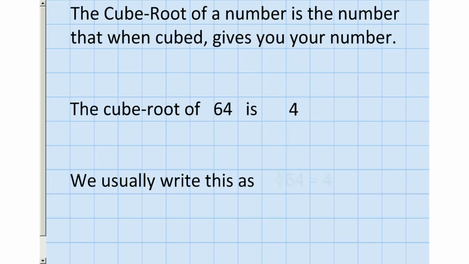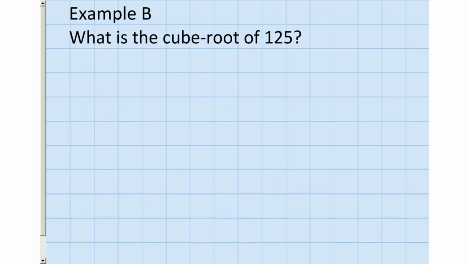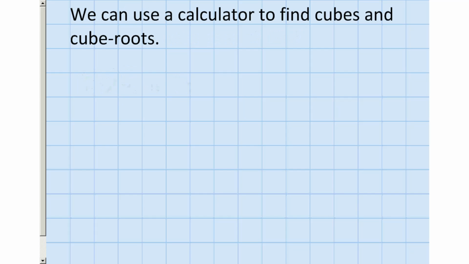Now we usually write this with a symbol similar to the square root symbol. It's just got an extra 3 in front of it, which means cube root. So the cube root of 64 is 4. So what is the cube root of 125? Well, using that symbol, we write this as cube root of 125 is equal to what number multiplied by itself and then by itself again is 125. Well, that's 5. 5 times 5 times 5 is 125. So the cube root of 125 is 5.